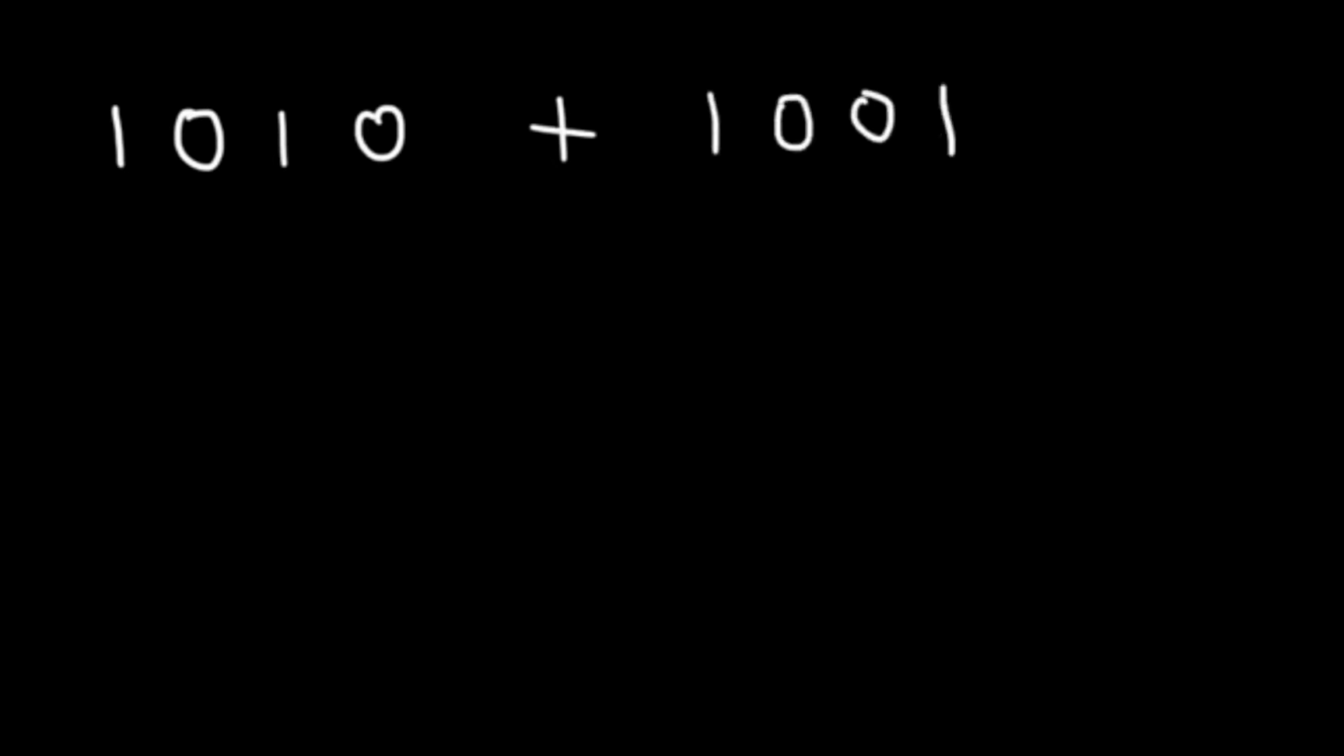Now let's work on some example problems. Go ahead and add these two binary numbers: 1010 plus 1001. Now the first thing you should do is line up these numbers.